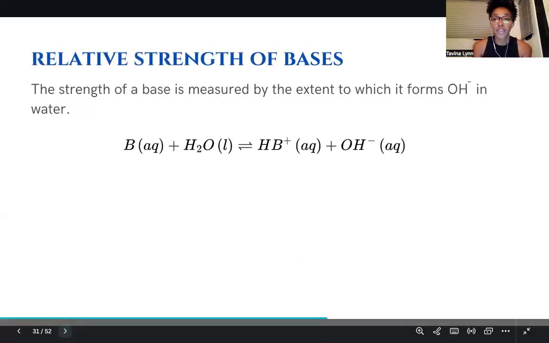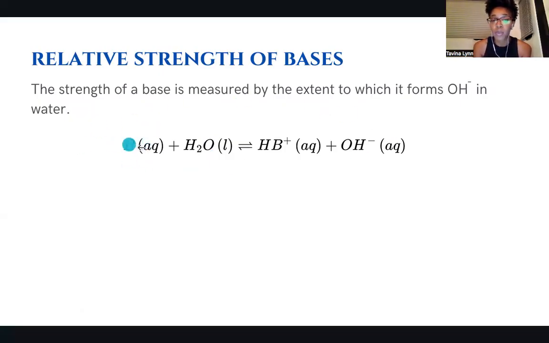So let's talk about the strength of bases, right? The strength of a base is measured by the extent to which it forms hydroxide ions, or OH minus. Here is an example reaction of what happens when we have a base, represented as B, put into water. It receives a proton from water to form the base's conjugate acid, and water forms its conjugate base, OH minus. So we can measure the strength of a base based on the concentration of hydroxide ions.